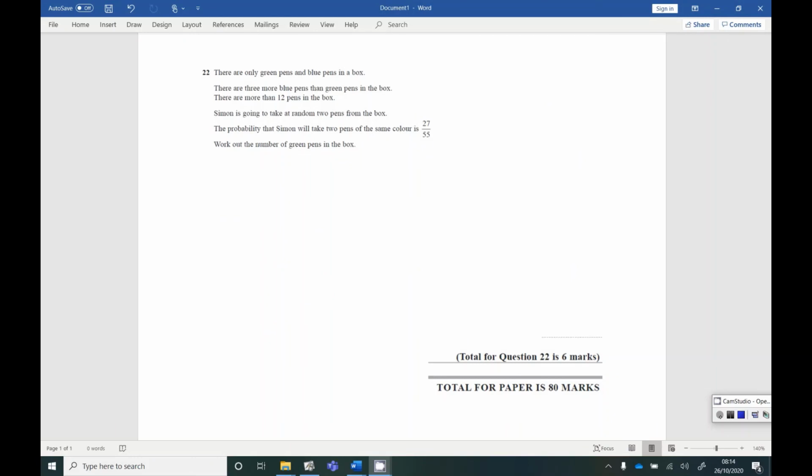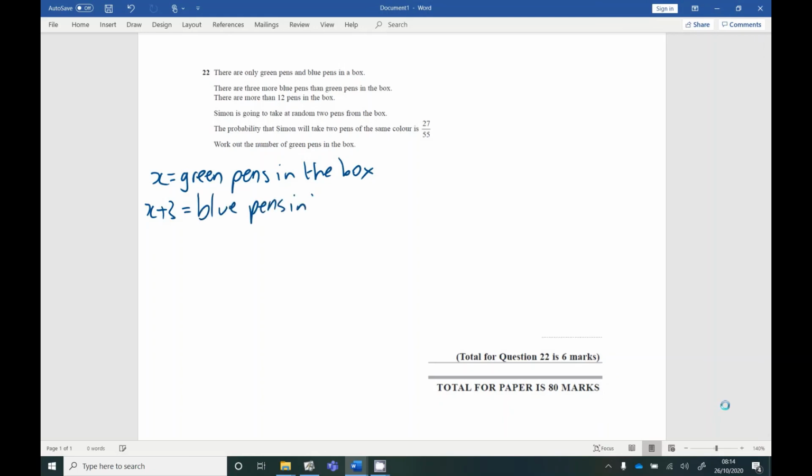So let's go and let x be the number of green pens in the box. It's always best to let x be the smallest. We are told that there are 3 more blue pens, so let's let the number of blue pens be x plus 3. So what's the total number of pens in the box? We're obviously adding these two together. x plus x plus 3 is 2x plus 3.